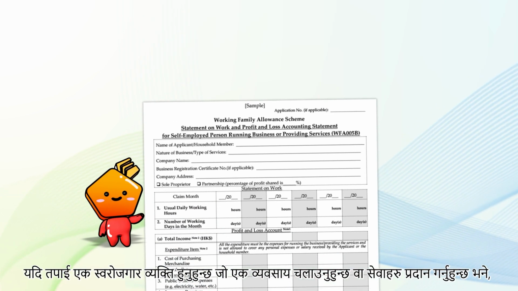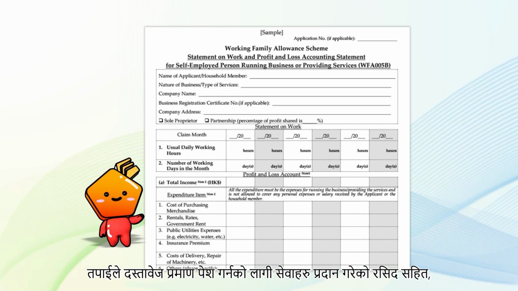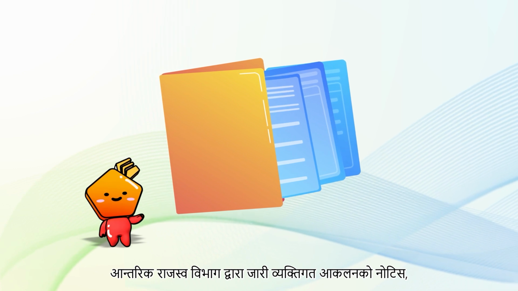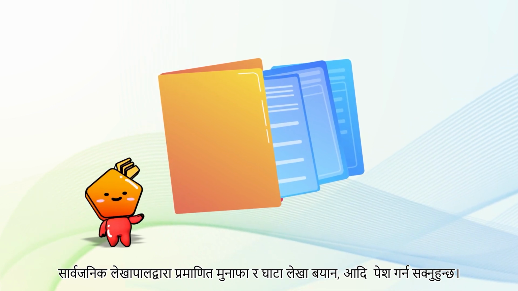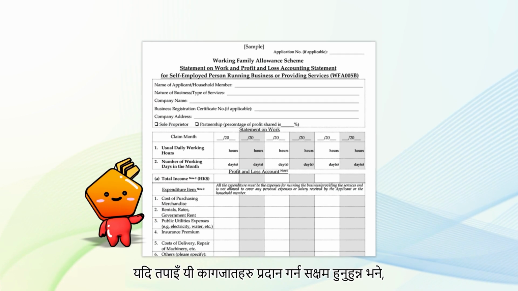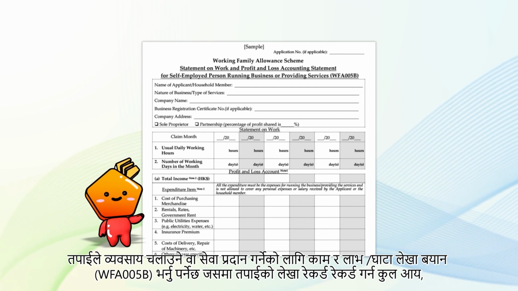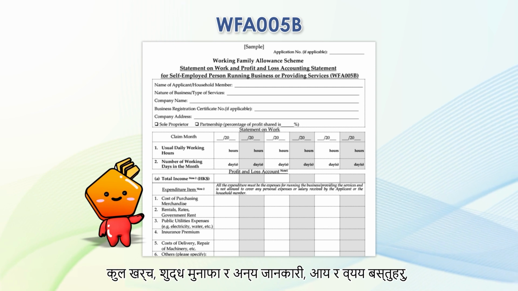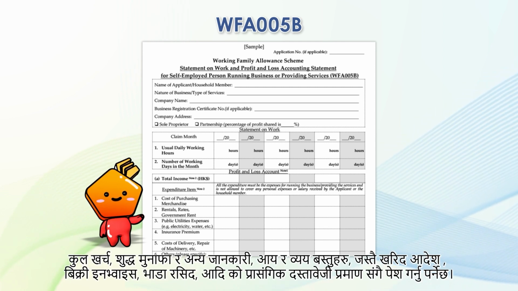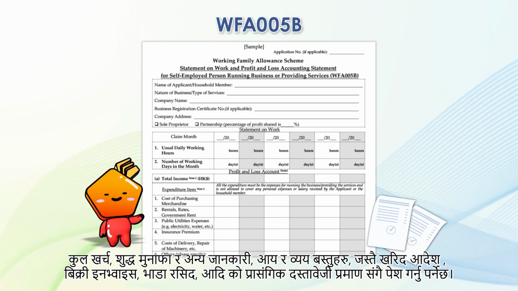If you are a self-employed person who runs a business or provides services, you may submit documentary proof, including receipts for providing services, notices of personal assessment issued by the Inland Revenue Department, profit and loss accounting statements verified by a certified public accountant, etc. If you are not able to provide these documents, you may fill in the Statement on Work and Profit and Loss Accounting Statement for Self-Employed Person Running Business or Providing Services, WFA 005B, to report your work record, total income, total expenditure, net profit, and other information, to be submitted together with the relevant documentary proof of the income and expenditure items, such as purchase orders, sales invoices, rental receipts, etc.